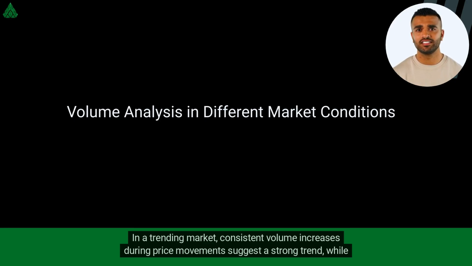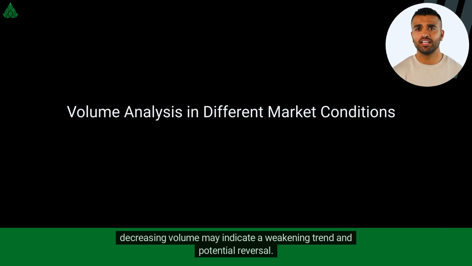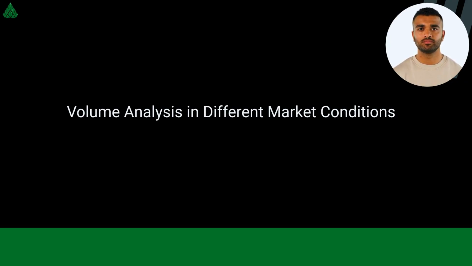In a trending market, consistent volume increases during price movements suggest a strong trend, while decreasing volume may indicate a weakening trend and potential reversal.